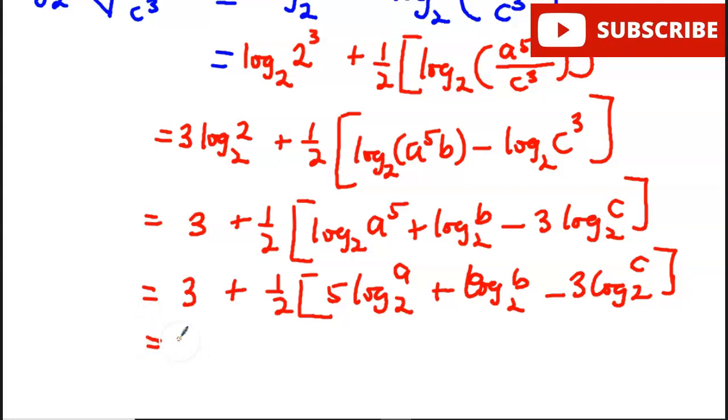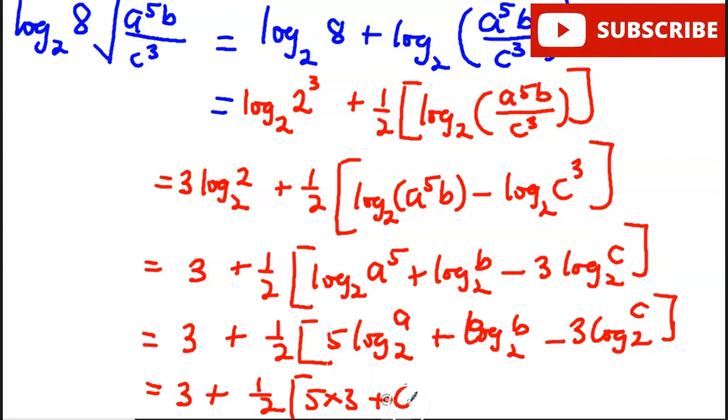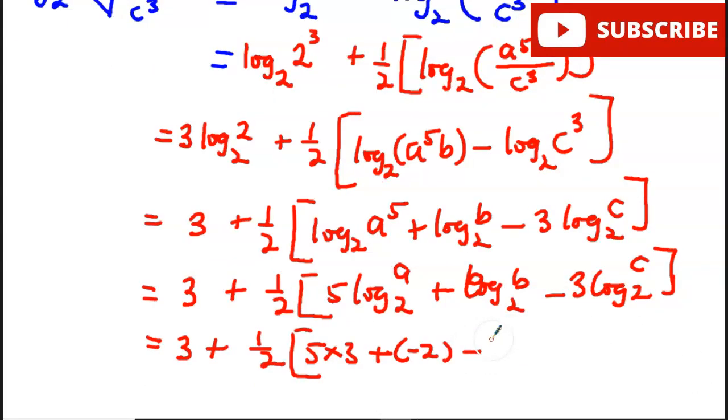So let's substitute the values. So 3 plus half, now what is log a to the base 2? It is 3, so this is 5 times 3, plus log b to the base 2, which is minus 5, minus 3 times 5. So this and that will go. So we have 3 plus, this will give you 15, 15 minus, this will go. So half of minus 1, which will be equal to 2.